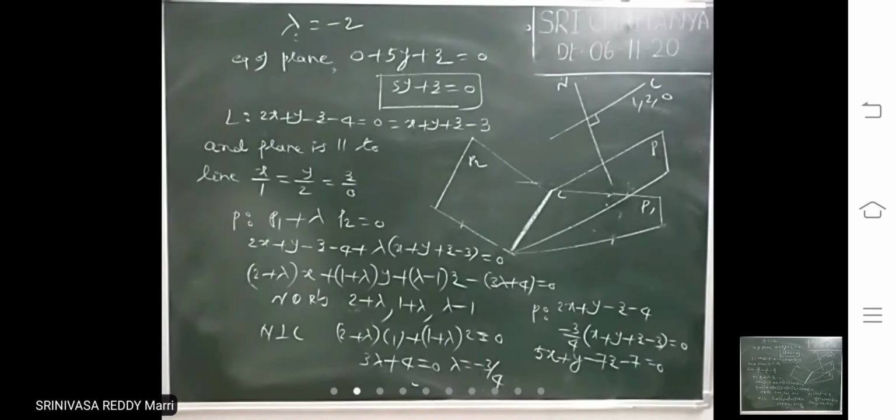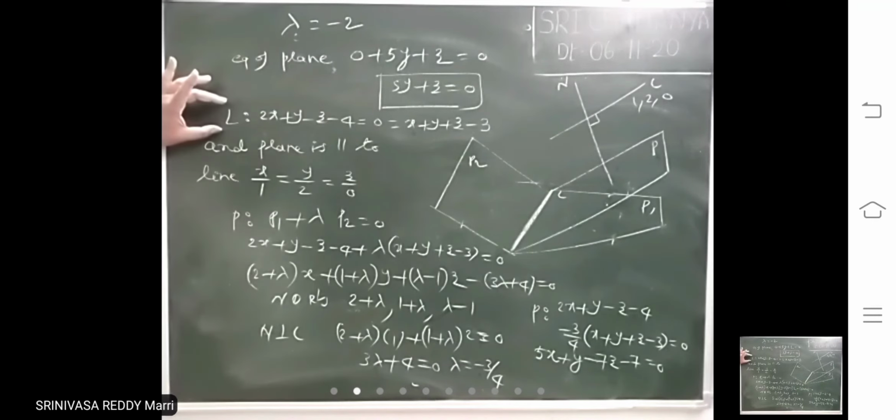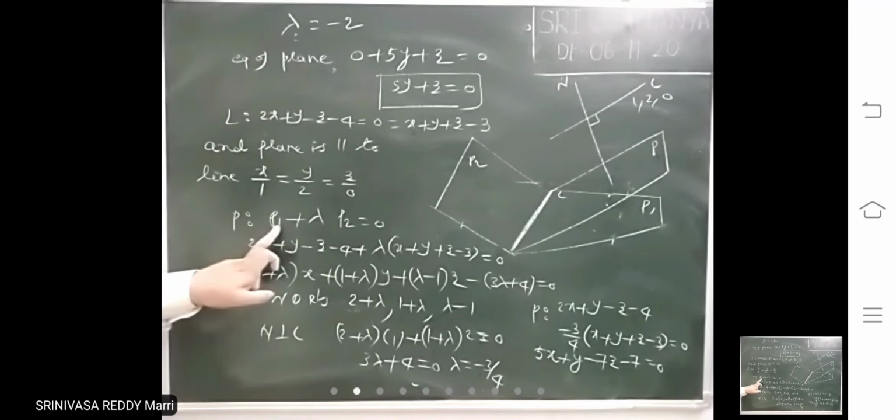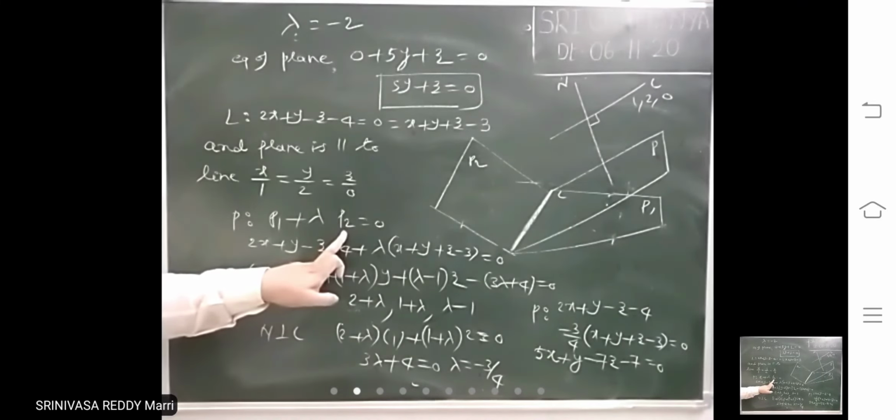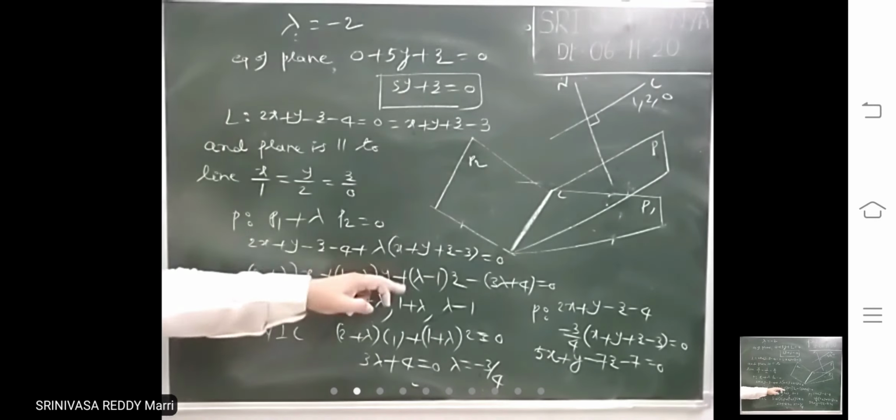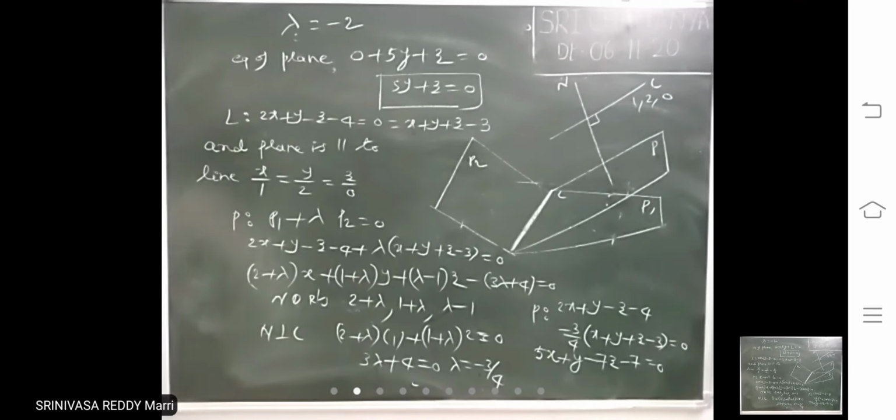Like that, when the required plane contains L, always take your required plane in the form P1 plus lambda P2 equal to 0. Then by the other condition you find out lambda.